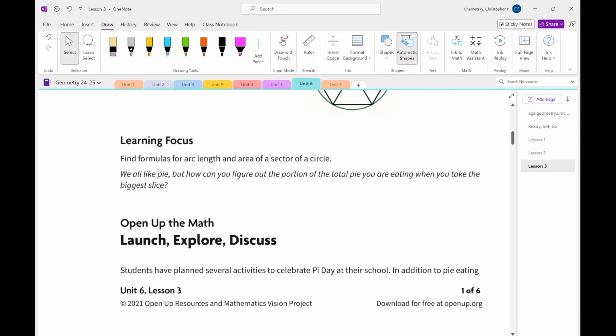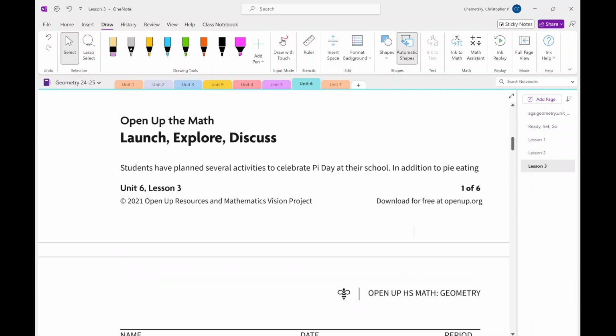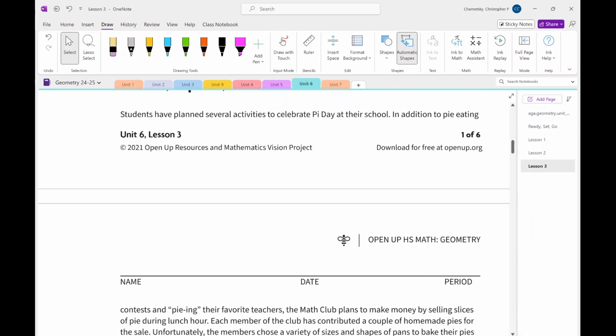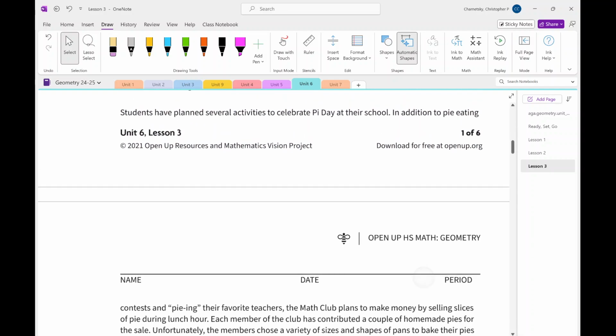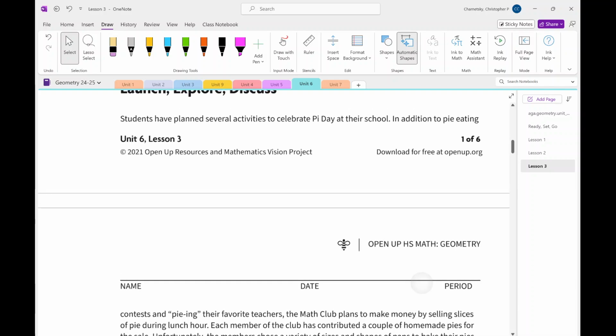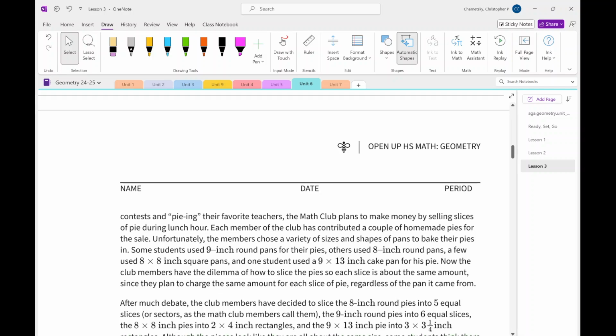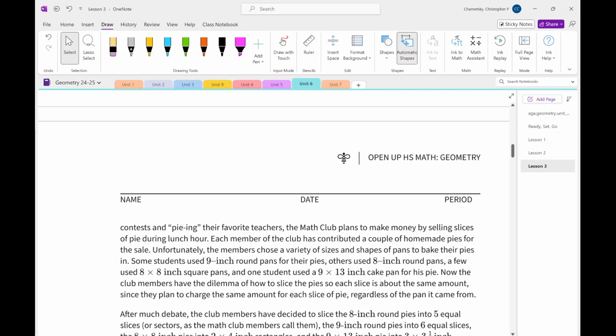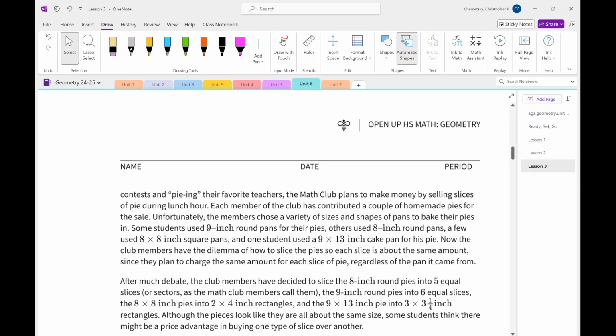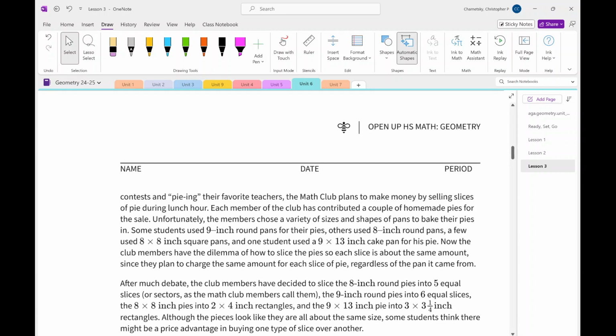Okay, let's go to our launch. So basically, students are celebrating Pi Day, and they are incorporating pie and pieing their favorite teachers. And basically, they've come up with a couple of options in order to make their pies.